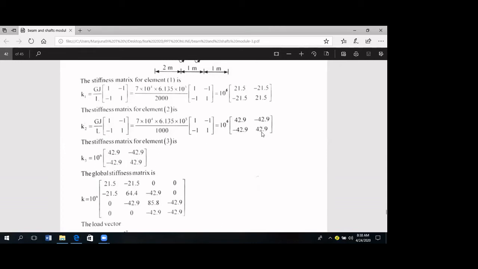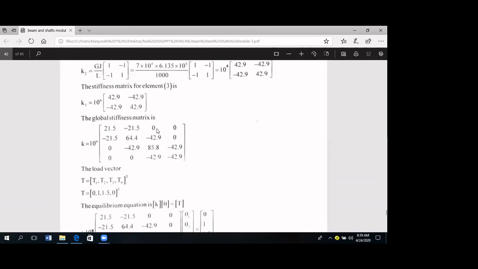From element number 2, the corner value 42.9 is going to be added to the first value of element number 3, that is 42.9 plus 42.9, and then all the remaining coefficient values remain the same as they are. Now you can see here this is already added. Okay, 64.4 we have got, then minus 42.9 you write here, and below this value minus 42.9, then 42.9 plus this again is going to be added, so that it becomes 85.8. Then beside that, minus 42.9, minus 42.9, minus 42.9.